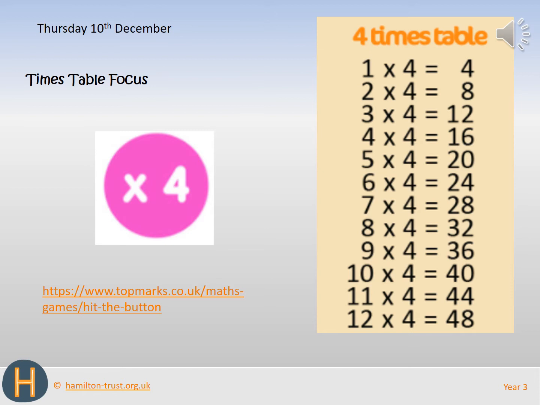1 times 4 is 4. 2 times 4 is 8. 3 times 4 is 12. 4 times 4 is 16, 5 times 4 is 20, 6 times 4 is 24, 7 times 4 is 28, 8 times 4 is 32, 9 times 4 is 36, 10 times 4 is 40, 11 times 4 is 44, and 12 times 4 is 48.